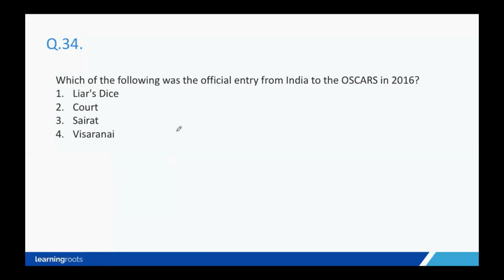Fine. Okay, coming to official entry from India to the Oscars. Again, remember this was last year's paper. So in 2016, the answer was Visaranai. What about this year, 2017? In this year, the official entry will be Newton, and this will go for the 2018 Oscars. So don't get confused with the years. It depends on which Oscars they're talking about. If they're talking about the year in which the Oscars will be held, then it will be 2018. The selection was, of course, done this year, which is in 2017. So the answer will be Newton in case something of the sort comes up.